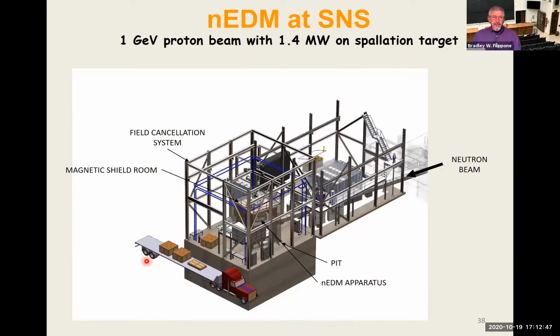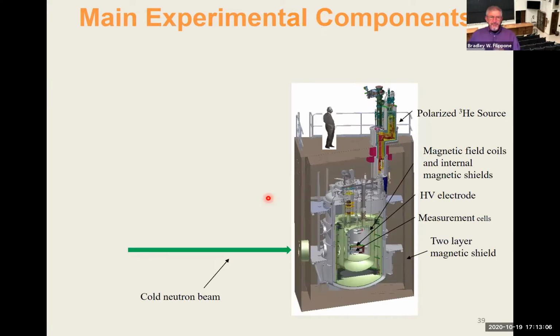The experiment is at this spallation neutron source, which, by the time we run, will probably be 2 megawatt beam power, 1 GeV proton. The proton beam comes here from the right. The experiment is actually here. I'll zoom in. There's a truck to give you the scale just outside the door.